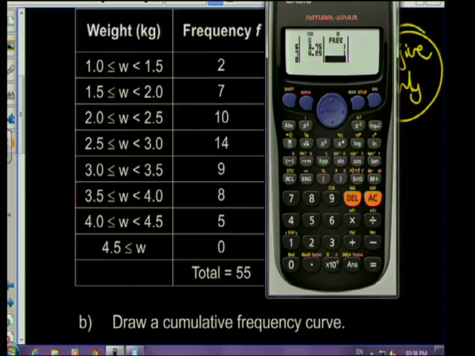Now I scroll across and go all the way back up to the top, and now I enter the frequency. The first one was 2, just make sure that they correspond. Second one was 7, then 10, then 14. Enter, so I'm overwriting those ones. Then I go to 9, enter, then 8, enter, and then 5, enter, and that should be everything, which it is.